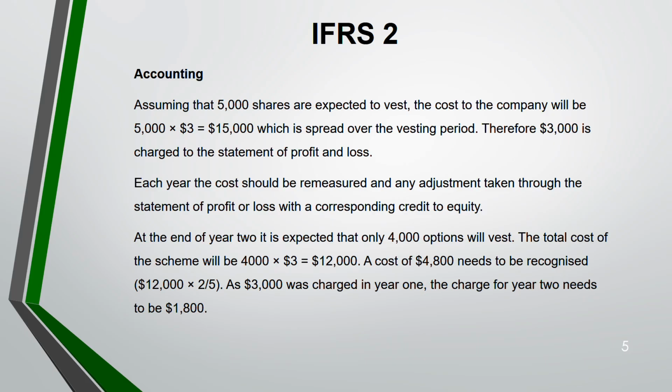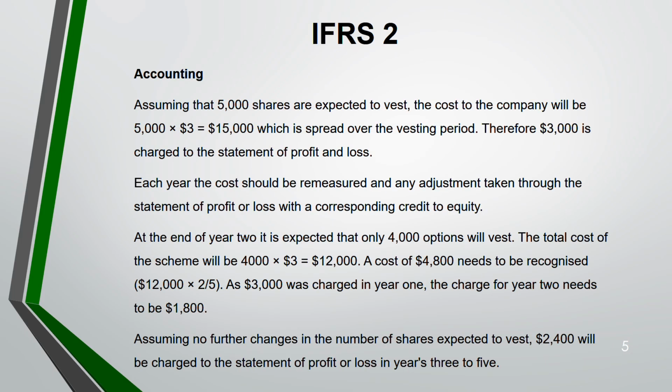So a cost of 4,800 will be recognized in year 2. Since you have recognized 3,000 in year 1, now your cost increased to 4,800. Only the difference you will recognize in year 2. That means from 3,000 it has increased to 4,800. The difference is 1,800. So in year 2 you will only record 1,800. The difference, not the total 4,800. Now, assuming there are no further changes in the number of shares that are expected to vest, 2,400 will be charged to your statement of profit and loss in years 3 to 5.